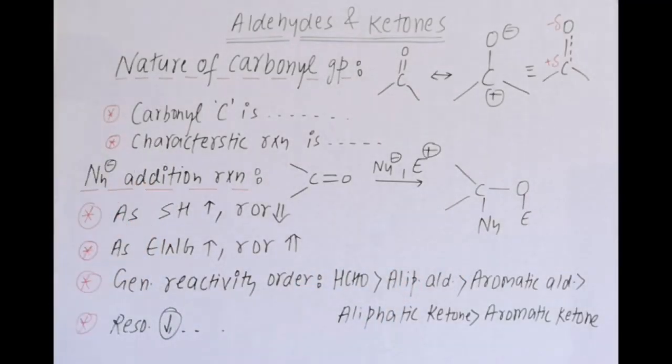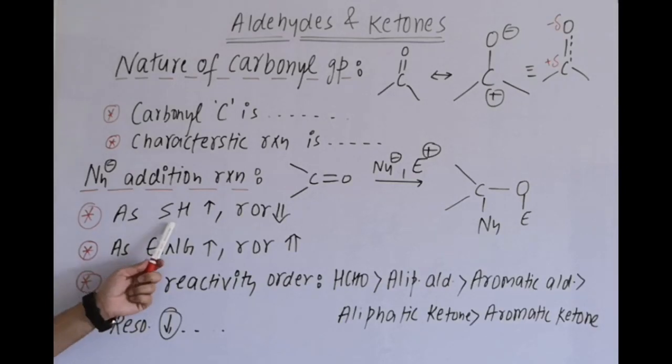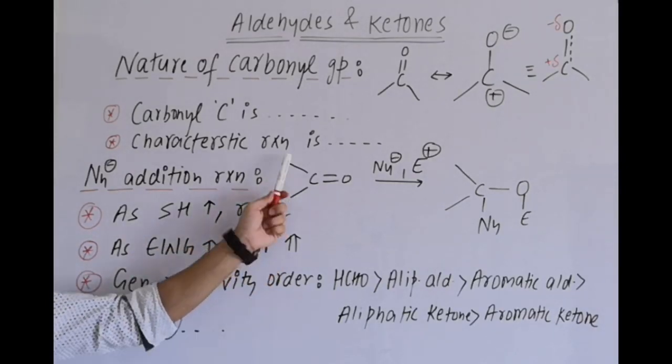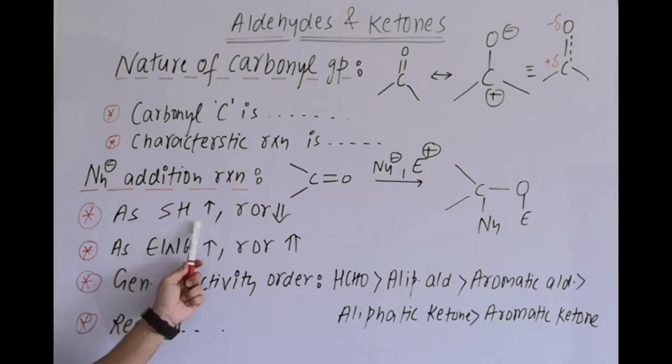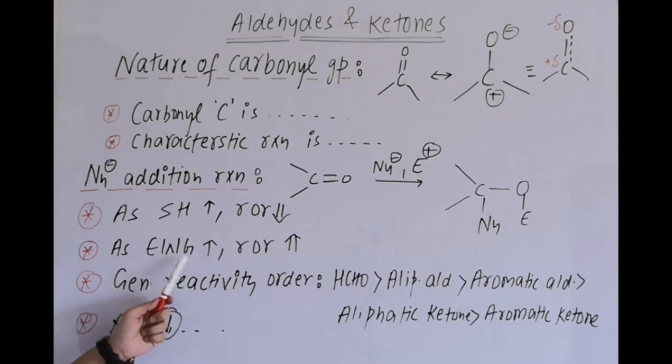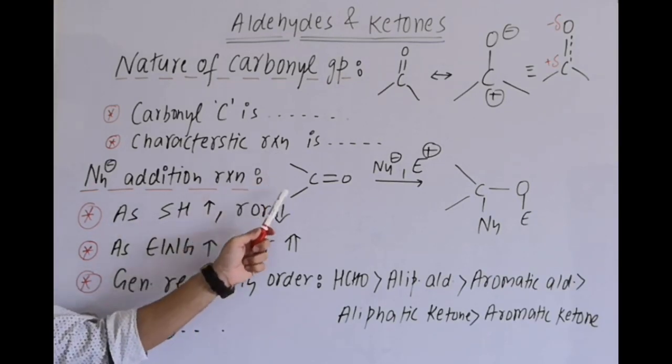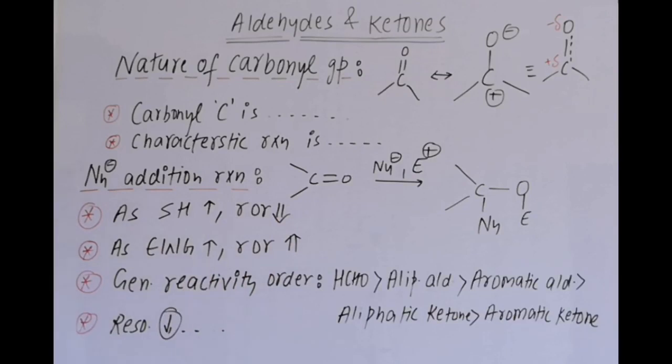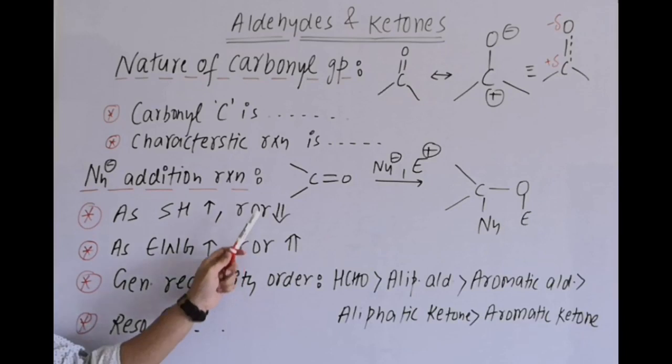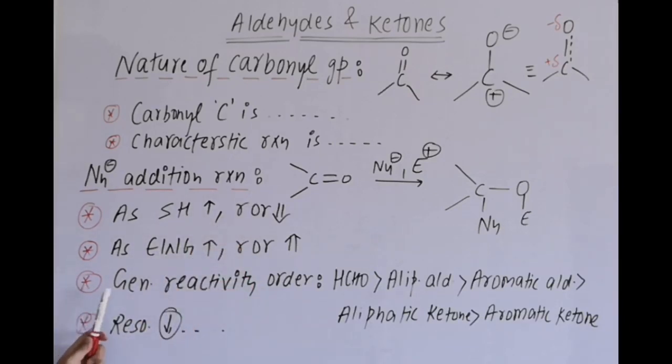Now some factors that affect the rate of reaction. As steric hindrance increases, that is, if there are more bulky groups, the rate of reaction decreases. As electron withdrawing groups increase, if we put more withdrawing groups there, the carbon becomes more electron deficient, and when it becomes more electron deficient, the attack of the nucleophile will be faster. Therefore, as electron withdrawing group increases, rate of reaction increases, or we can say as electron releasing group (ERG) increases, rate of reaction decreases.